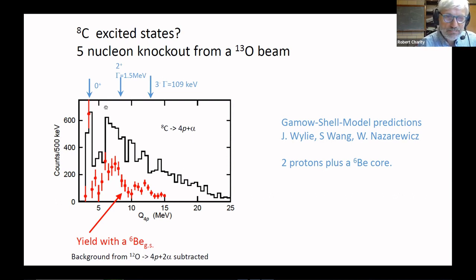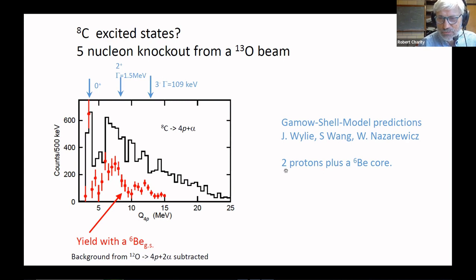Anyway, we didn't know about Champey's results. So at this point, we asked our theoretical colleagues, the GTEX group, Josh Wiley. I want to ask them, where would the 2 plus state be? So this is their prediction, and it's the gamma shell model prediction.